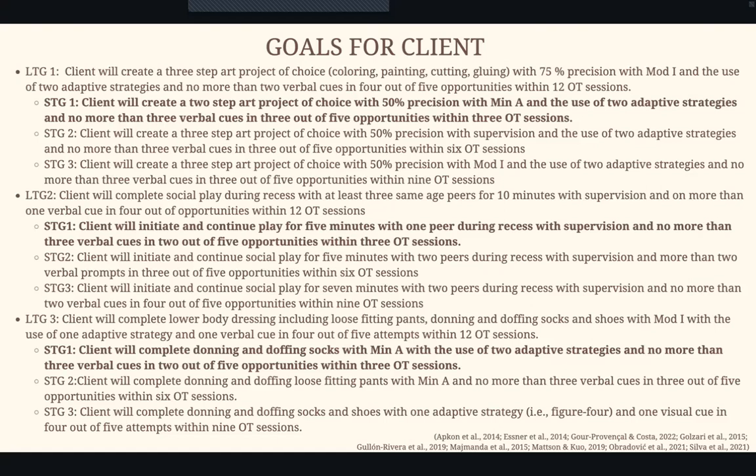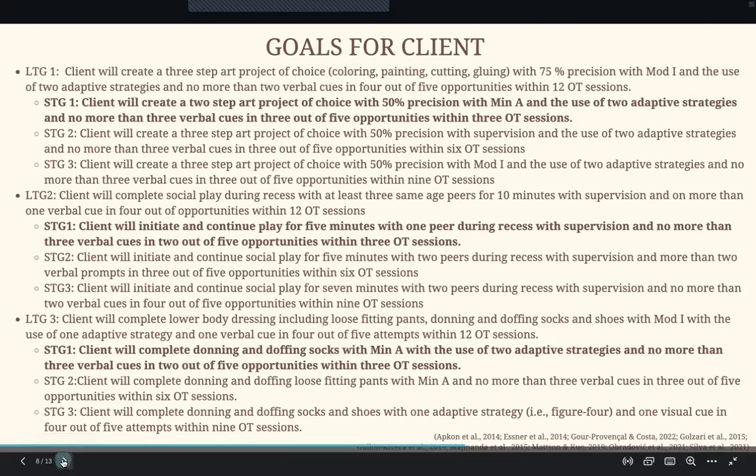For long-term goal 3, we are addressing lower body dressing. And for short-term goal 1, client will complete donning and doffing socks with min A and with the use of 2 adaptive strategies and no more than 3 verbal cues in 2 out of 5 opportunities within 3 OT sessions.